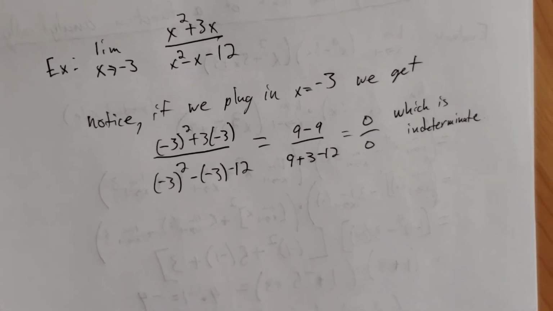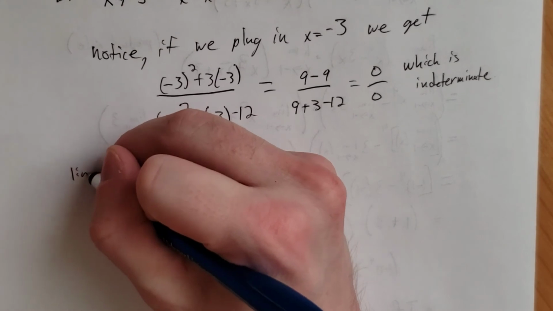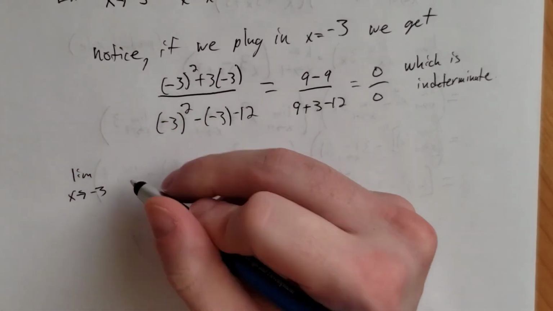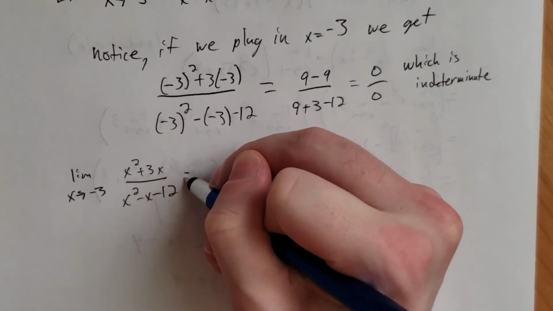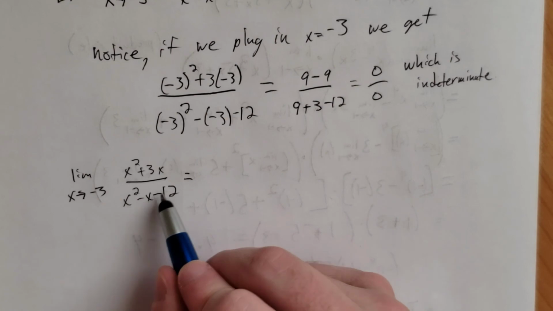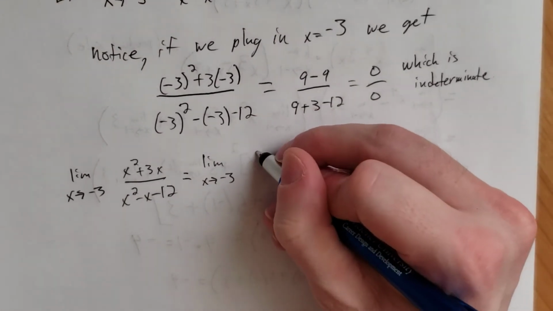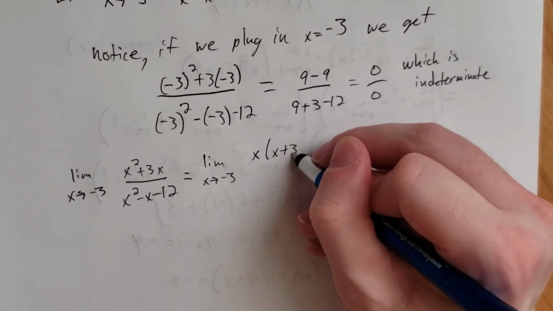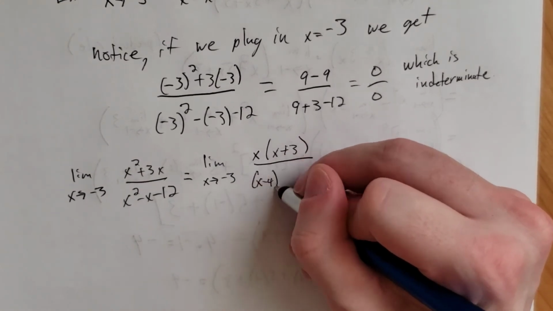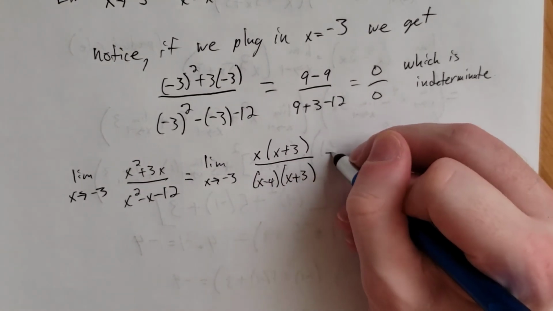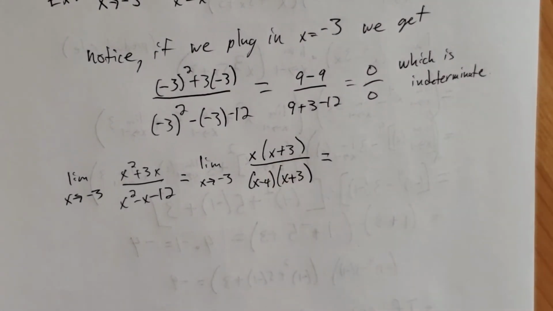Well, let's use what we just previously wrote. So let's start with our limit as x approaches -3 of x squared plus 3x all over x squared minus x minus 12. What is this equal to? Well, let's just factor this numerator and denominator. And when we do that, we can factor out an x in the numerator to get x times x plus 3 in the numerator. And the denominator factors into x minus 4 times x plus 3. Okay. Well, we notice that x plus 3 over x plus 3, well, those can cancel.